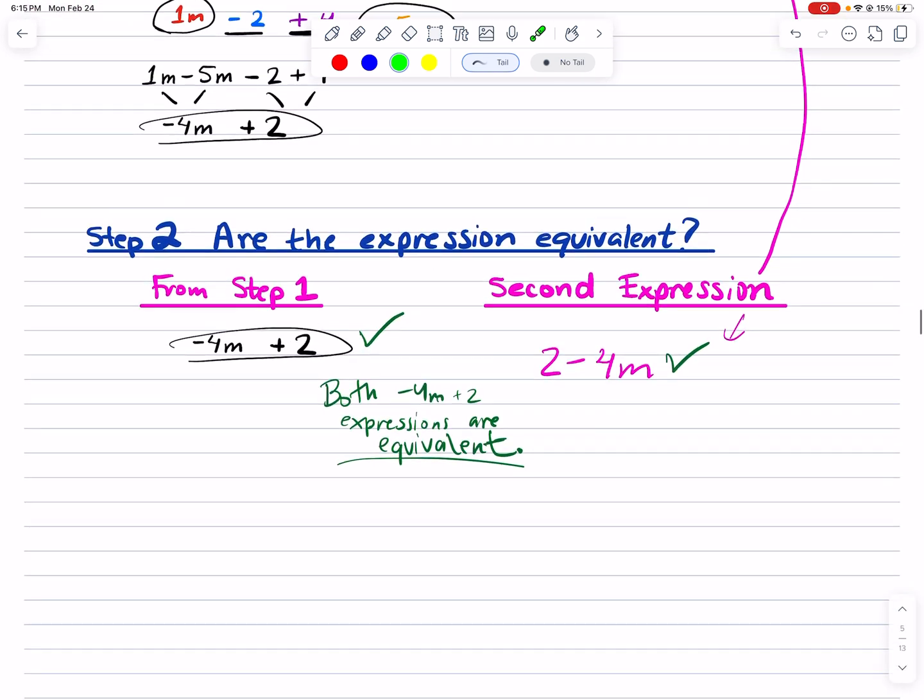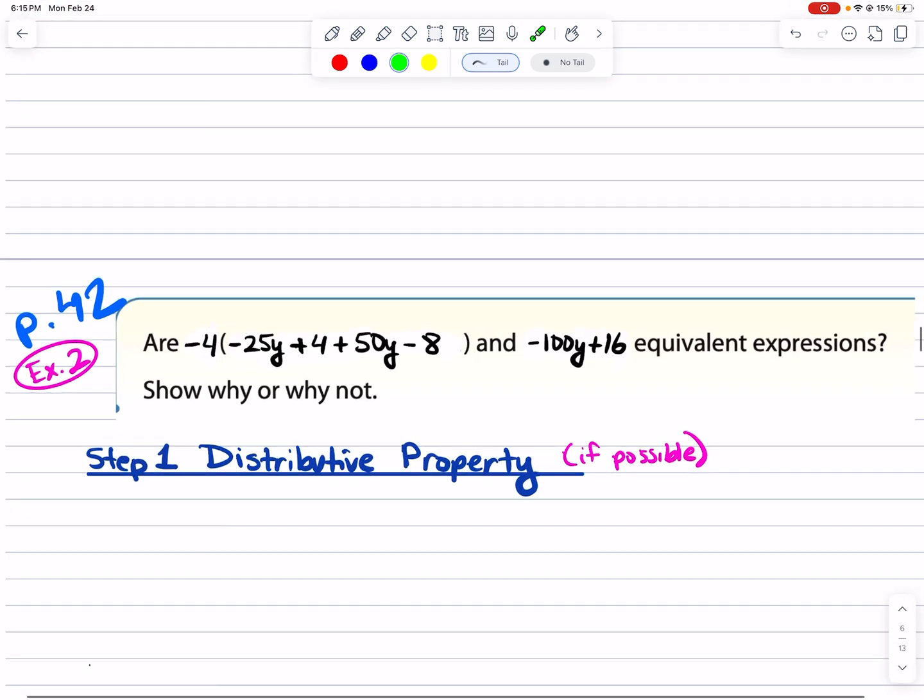Now, pause the video, try example 2 on your own. See if you can do it on your own. Luckily, here we don't have to do distributive property. We're good. But here, let's do distributive property first, and then combine like terms. Pause the video, see if you can do it.